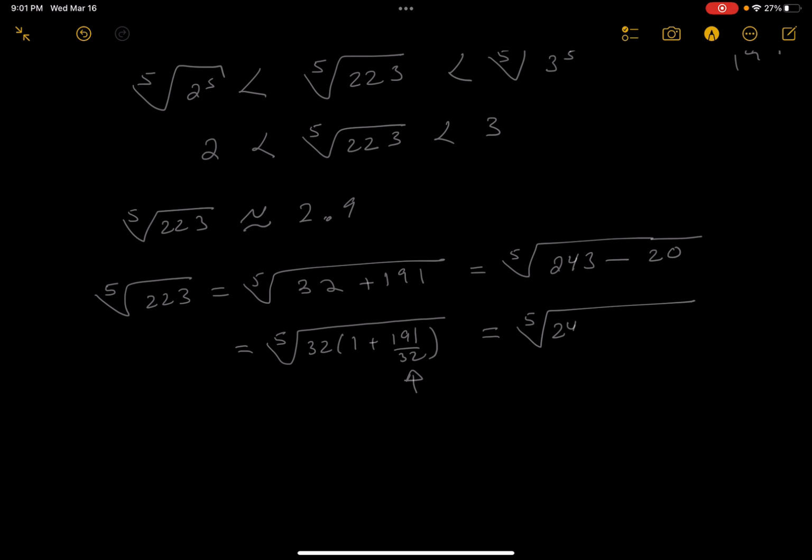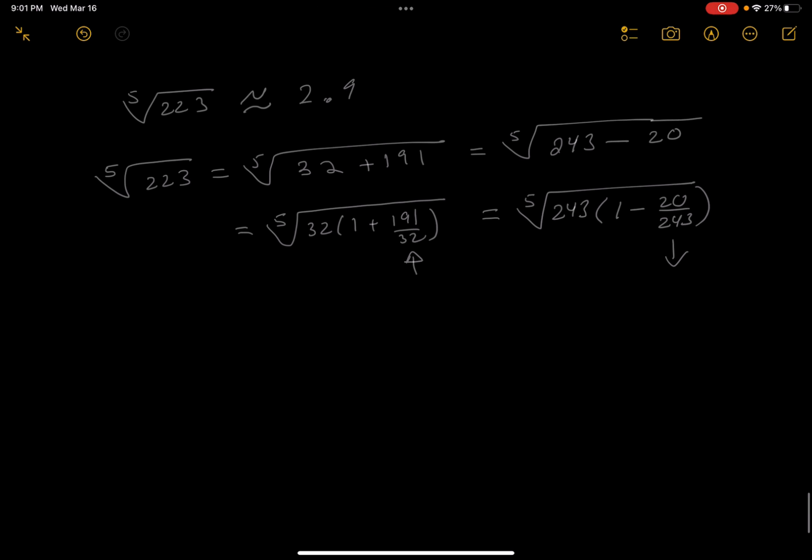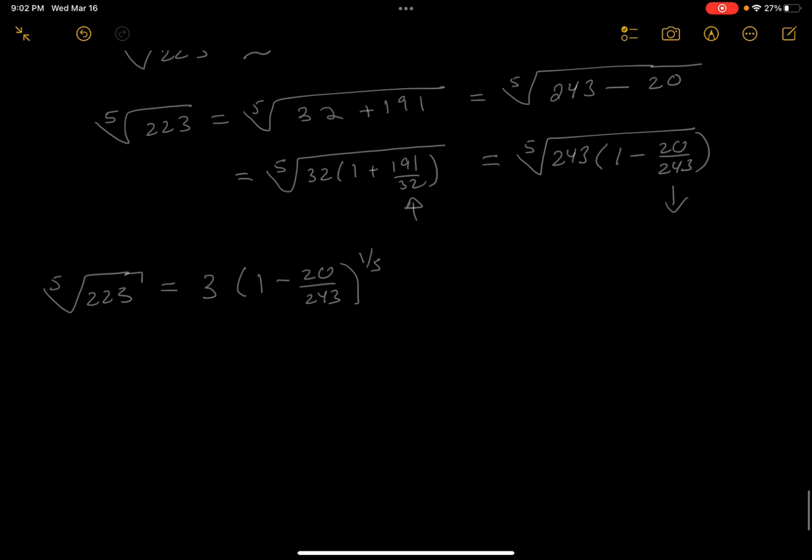That's going to be 243 times 1 minus 20 over 243. We're good to go. It's a proper fraction. So that's what we're going to do. So let's write this down. The fifth root of 223 would be equal to, the fifth root of 243 is 3. And then I got this over here, which is going to be 1 minus 20 over 243 to the 1/5 power. All right? Still all true. It's all equal. Now what we're going to do is we're going to use the binomial expansion for it.